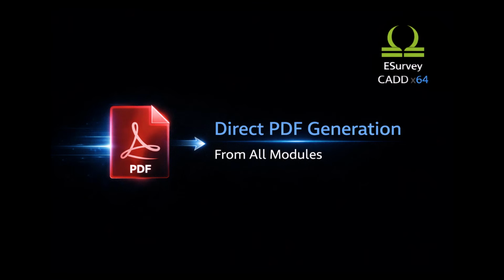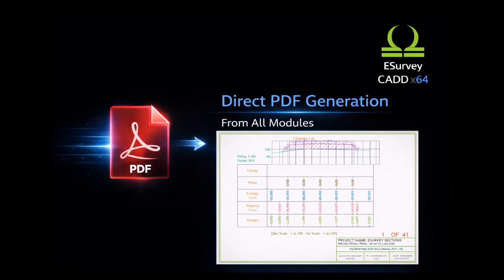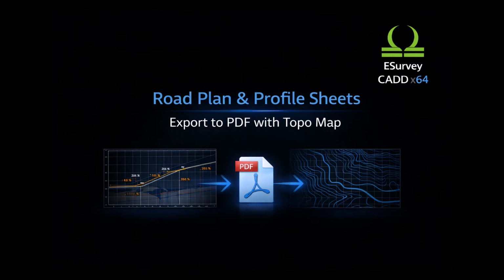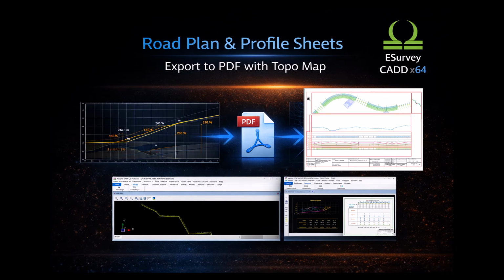Fourth, you can now generate PDFs directly from all ESurvey CAD modules. Fast, simple, and hassle-free. Fifth, road design plan and profile layout sheets can now be generated and exported to PDF along with the topo map.